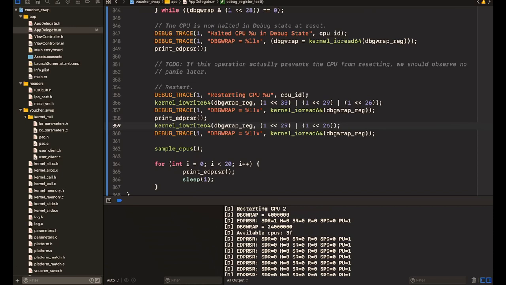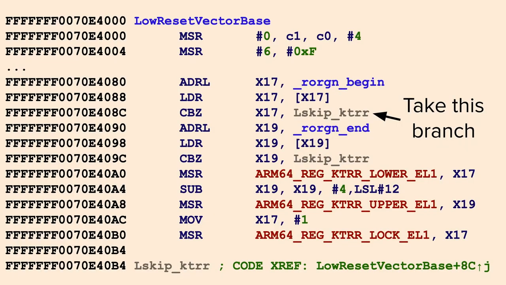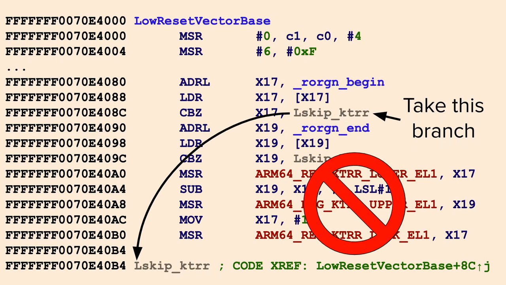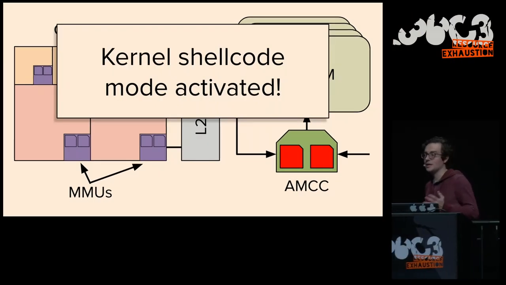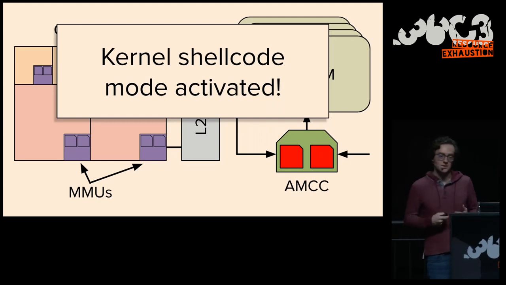So bit 30 will clear the halt, and it'll allow the CPU to resume executing. And bit 26 will keep the CPU powered up so that it doesn't subsequently reset, and then we have to re-hijack the reset vector. So basically, the attack that we described before works perfectly well once we have this new functionality. We just make sure that once we hit this branch, we skip over the KTRR register lockdown code, and then these registers never get written to, KTRR is never initialized on the system, and kernel memory becomes executable. So what this looks like is, first we have KTRR enabled. Once we do this hijack, KTRR is disabled on the MMU, and now any page in kernel memory could potentially be executed.